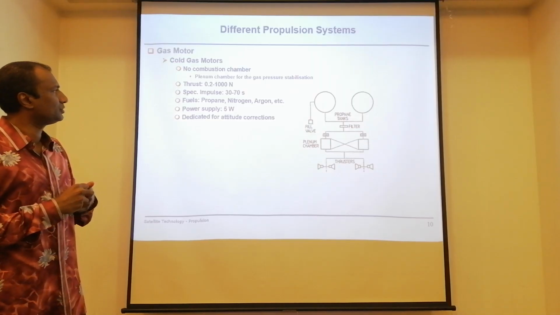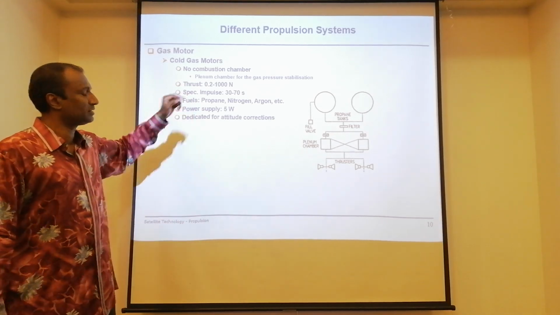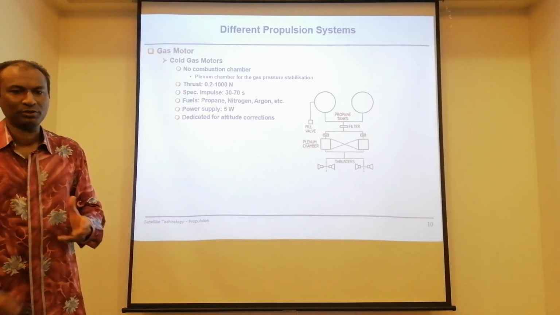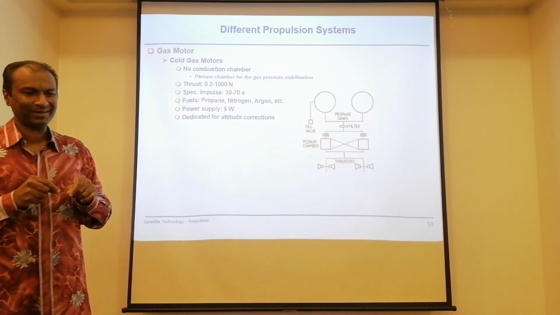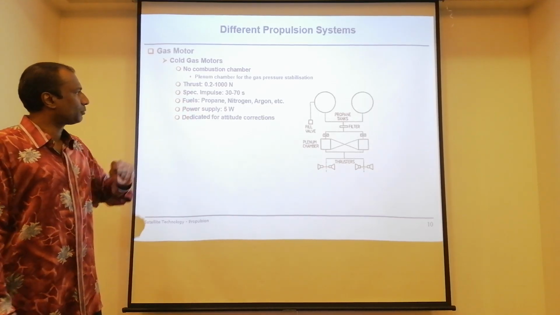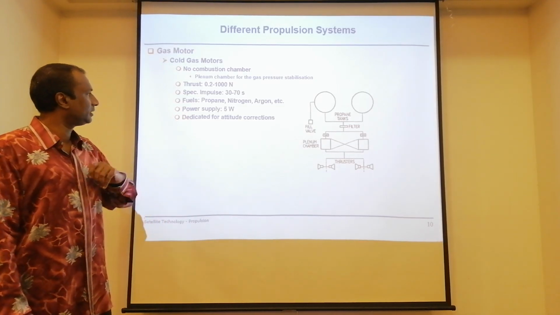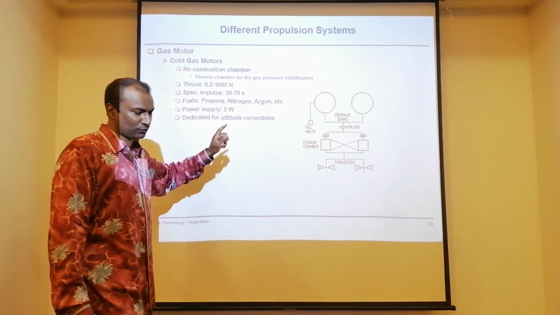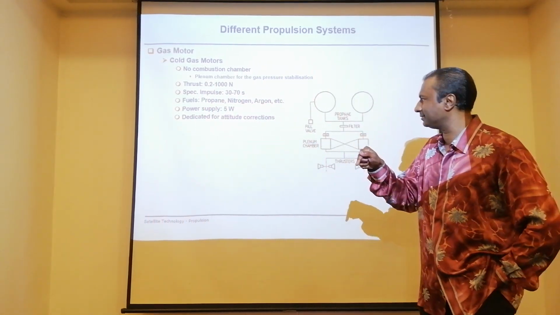So thrust is basically from as low as 0.1 up to about 1000 Newton depending on the mission. Look at the specific impulse again, very important: 30 to 70 seconds. It's not too high, because we don't need a huge specific impulse to do an orbit correction. Normally these are very compact ones. Fuels are propane, nitrogen, argon gas. It's in a gas form, and the power supply is 5 watts dedicated for active correction. So 5 watts means what? You need the actual electrical power in order to ignite. So that's what it means.